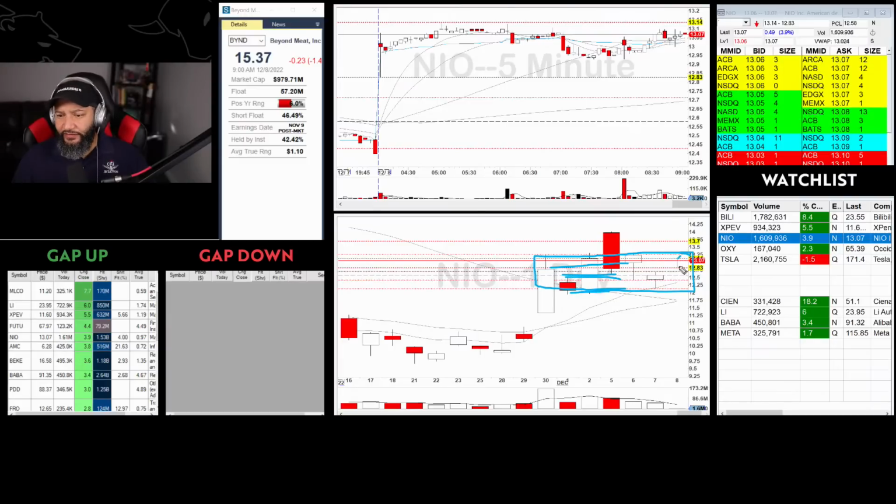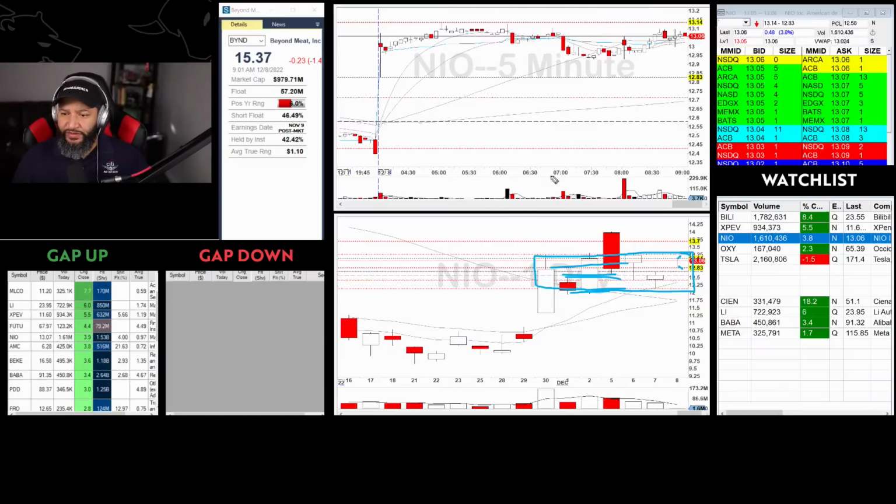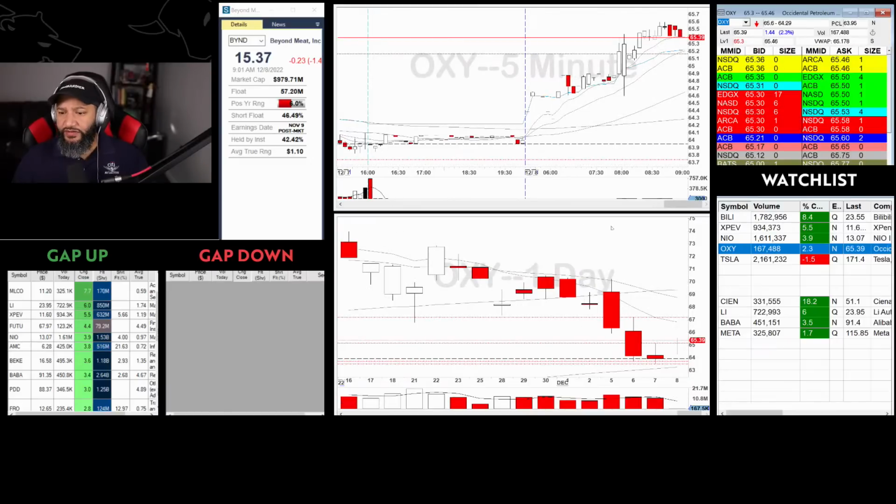I just added the high and low within this range at the moment. We'd love to see a breakout, hopefully towards the top side. 1370 would be nice to test on Neo if we can get a continuation.